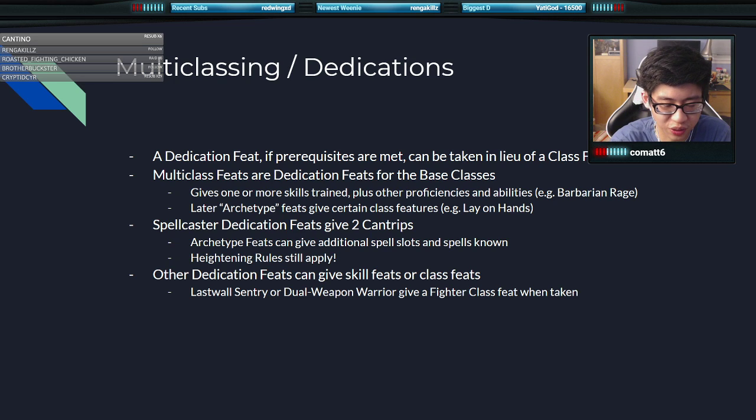There's all sorts of stuff. You can improve saves, which I had already mentioned before. You really just have to take a look through it and see what you can get. Spellcaster dedications are quite interesting, in that once you take them, you gain 2 cantrips on that spell list, which is really nice. And you can use them infinite times per day because they're cantrips.